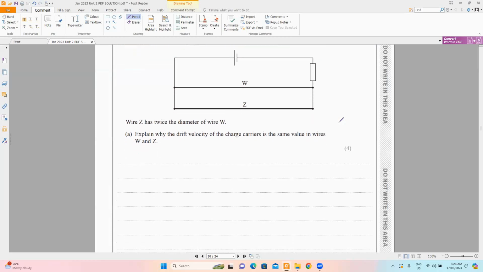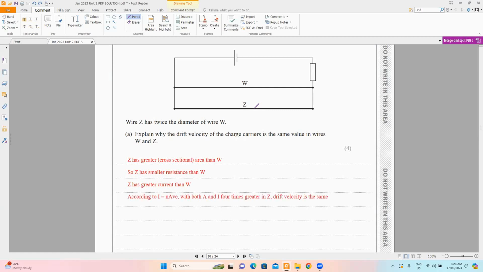So the first point you need to write is Z has a greater cross-sectional area than W. Z is thicker, so it has a greater cross-sectional area. And if the cross-sectional area is greater, it has a smaller resistance. Why? Because resistance equals rho L by A. So if you have a larger area, you'll have a smaller resistance. So Z has a greater current through it because the voltage is the same, V equals IR. If voltage is the same, the smaller the resistance, the greater the current.